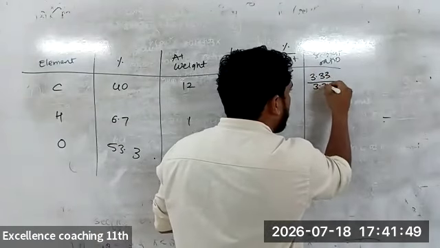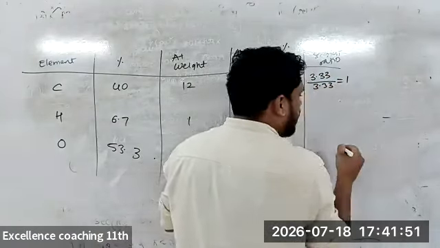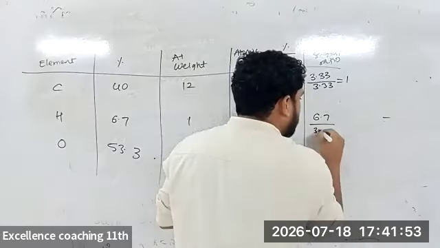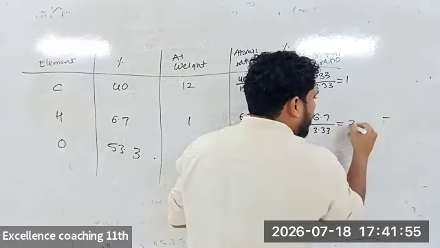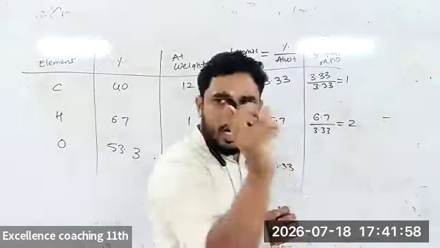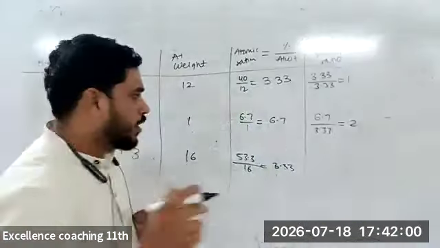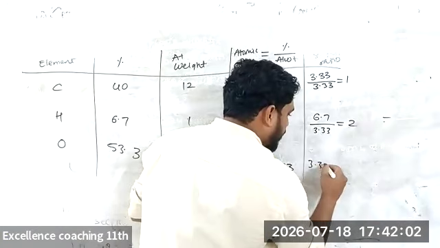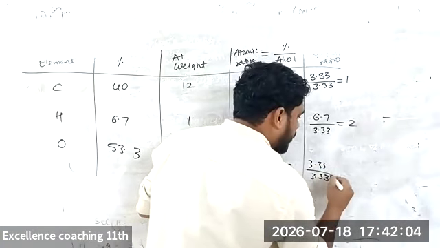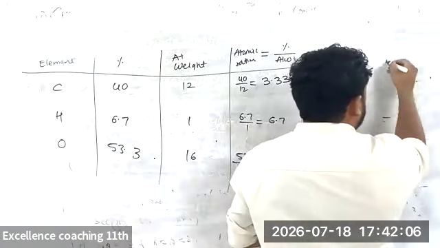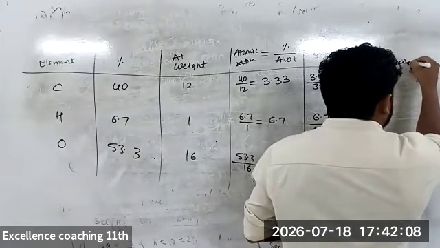So 3.33 divided by 3.33, I will get 1. 6.7 divided by 3.33, I will get approximately equal to 2. Direct round off to a single digit. And 3.33 again will be 1. Now I will write the empirical formula.